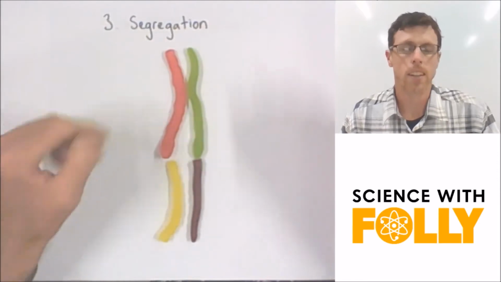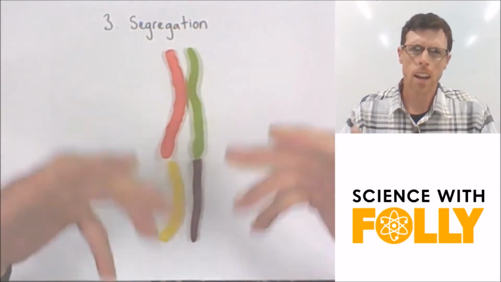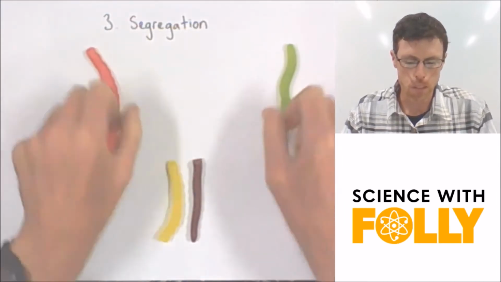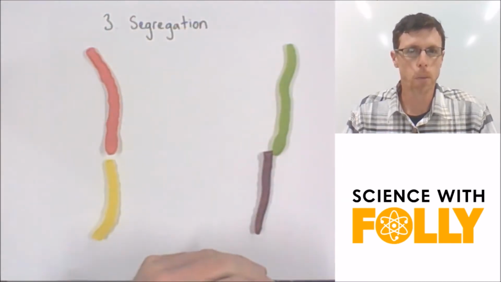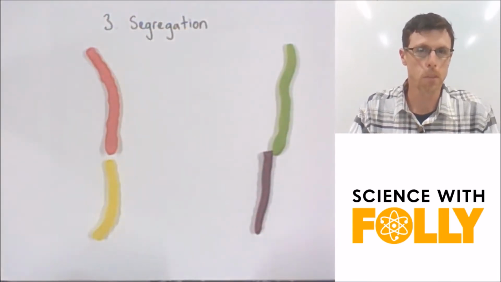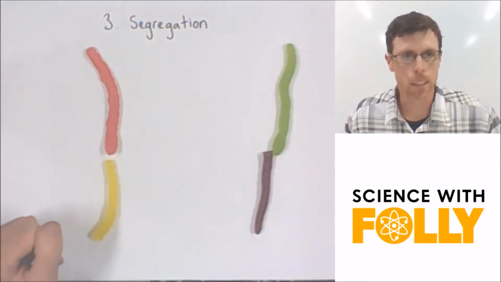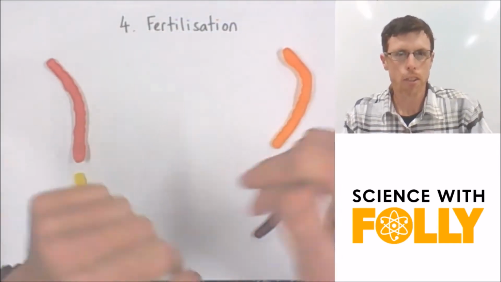The third way that meiosis creates variation is through segregation. And this is when the chromosomes separate and form gametes. Because remember, a gamete only has half the number of chromosomes, which means it's only going to get one of each homologous pair.